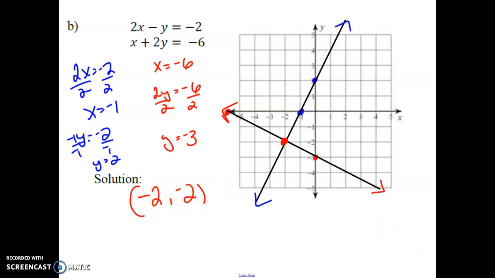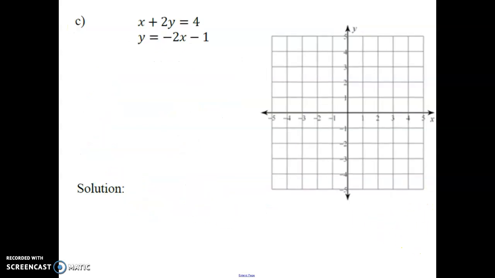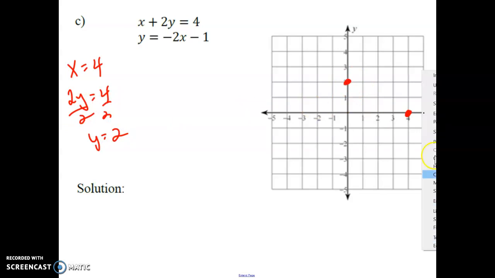Okay. We're going to go ahead and do 2 more. The next one has 1 in slope-intercept form and 1 in standard form. So if I cover my y for the first one, because it's in standard form, I get x equals 4. So I'm going to go ahead and plot that. If I cover my x, I get 2y equals 4. So when I divide by 2, I get y equals 2 on both sides. And I can go ahead and draw that line.